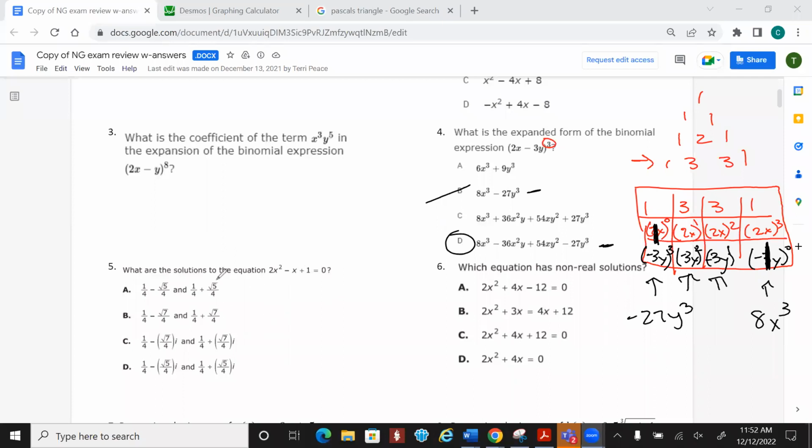Let's go ahead and do 5. What are the solutions to this equation? Okay, so if I take this and I try to factor, that's going to be the big X. I'm going to say A times C, which is 2, B is negative 1. What two numbers can I multiply together to get me 2, but add together to get me negative 1?